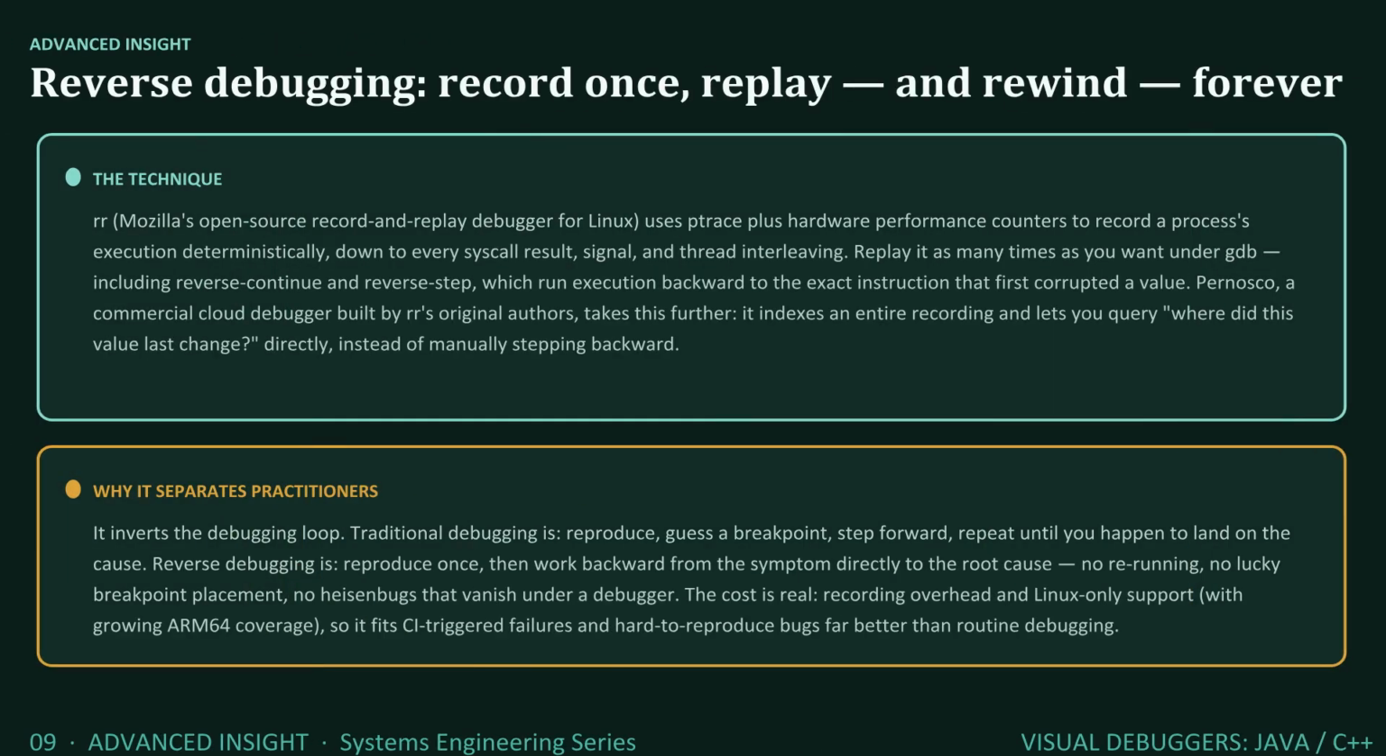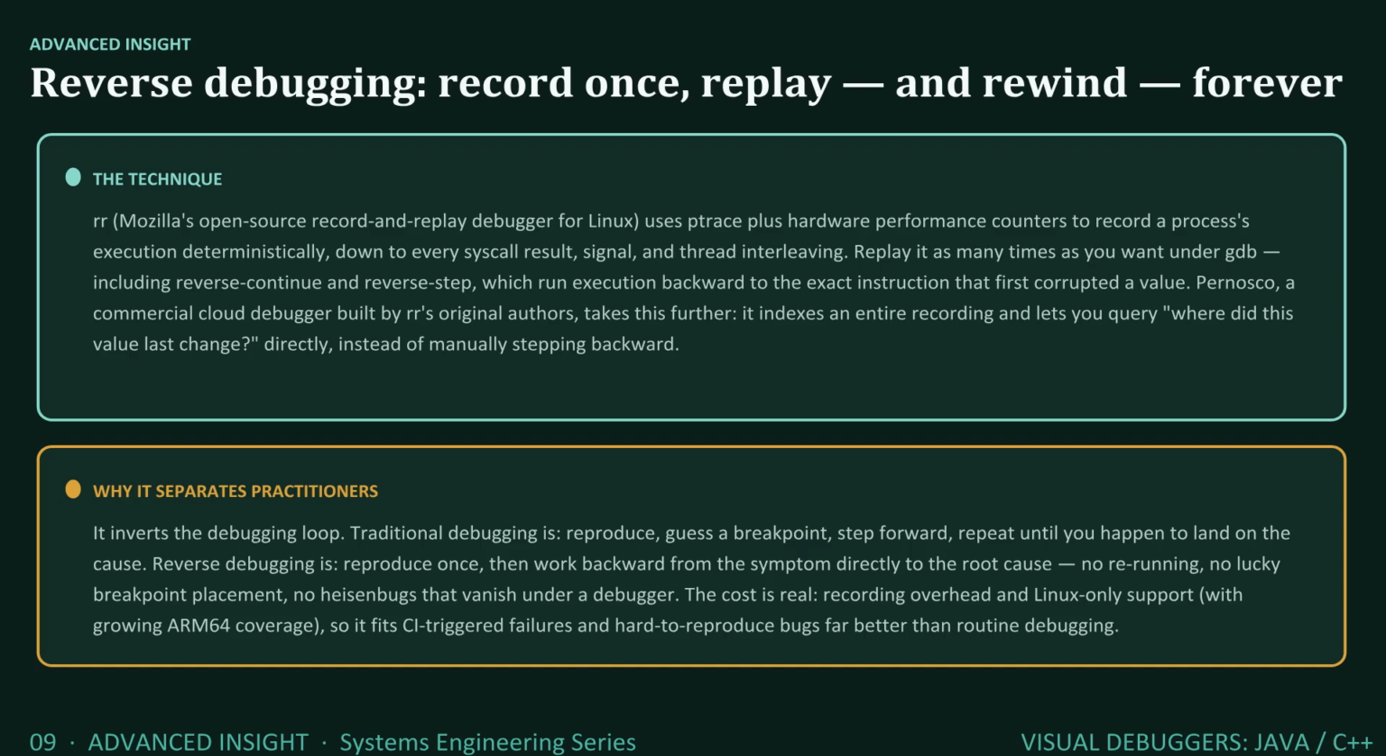Last technique, and this one changes the shape of the whole problem. What if you never had to say, "it doesn't reproduce" again? RR is Mozilla's open-source record and replay debugger for Linux. It uses ptrace plus hardware performance counters to record a process's execution completely deterministically. Every syscall result, every signal, every thread interleaving, down to the exact instruction.